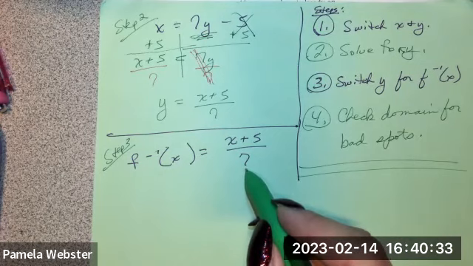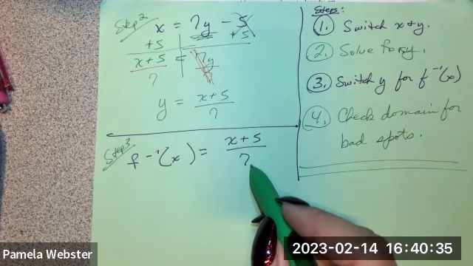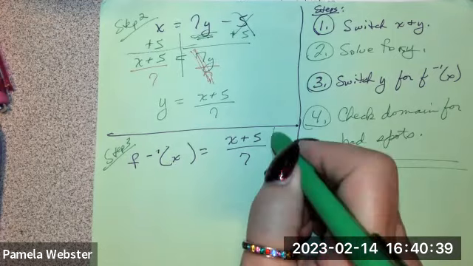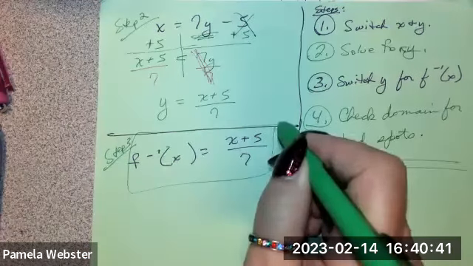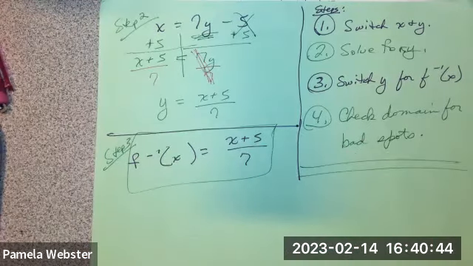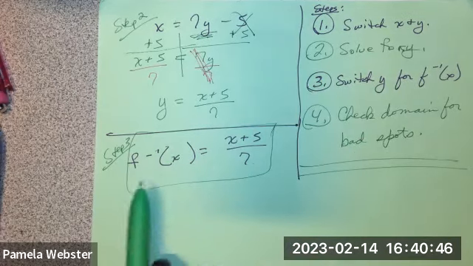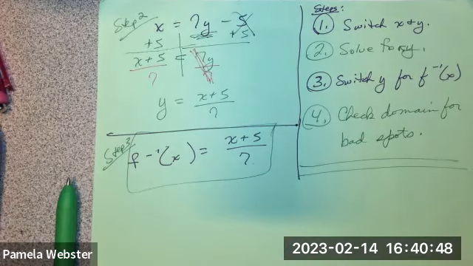And in my head, I'm hearing, no, Dr. Webster. So do I have any bad spots on this guy? No, Dr. Webster. So this is my answer. I don't have to say, but x can't be blah, blah, blah, because it's just a 7 on the bottom. So I am okay.